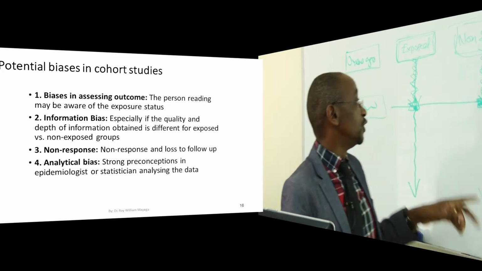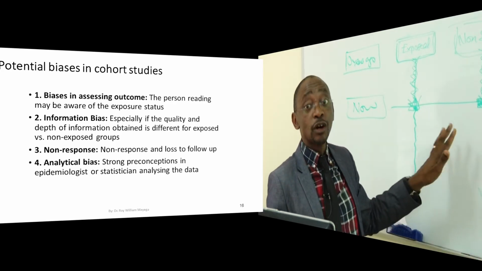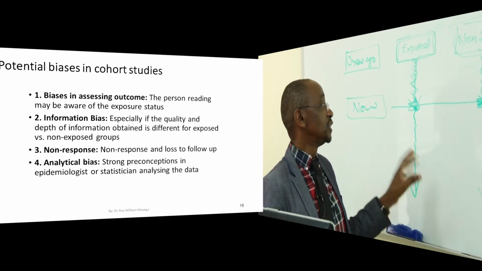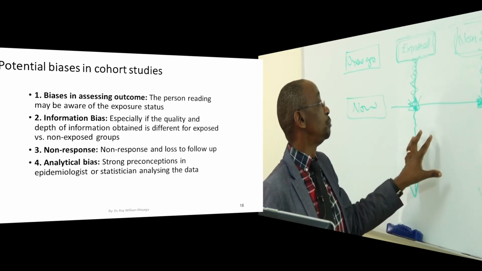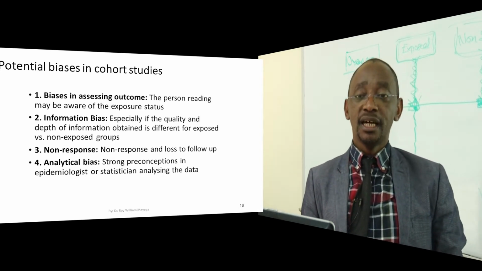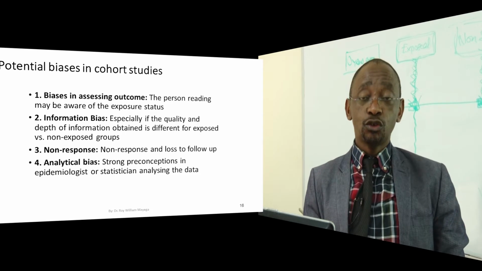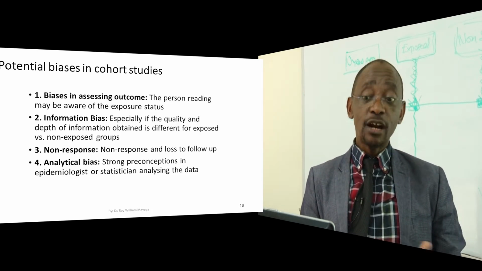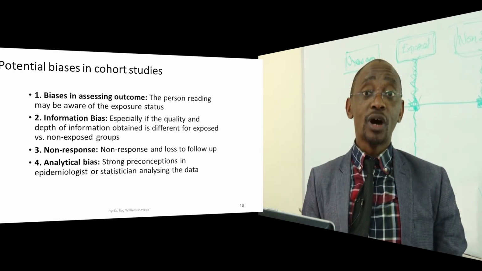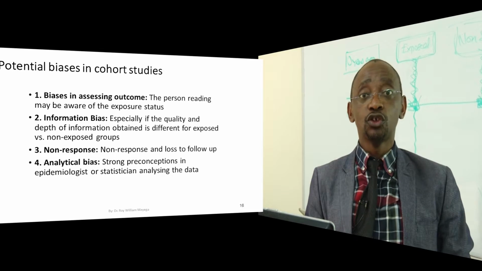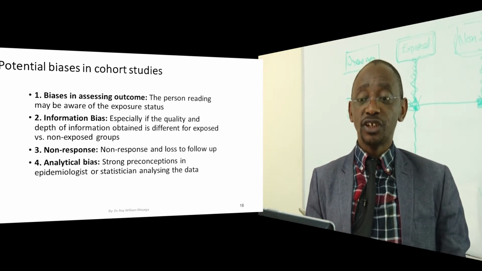Remember that as you follow up, you're looking at records to see what are the outcomes, what happened to these people as we moved forward in time. So if the information is not properly recorded, then you are likely to get quite a number of information biases. There's also non-response and loss to follow up. So people may get lost. They may move away from your study population. They may disappear. You cannot trace them.